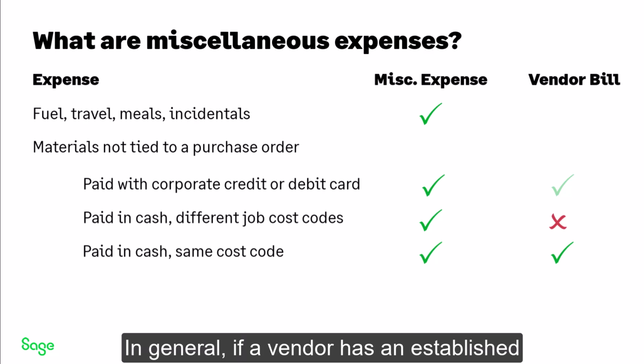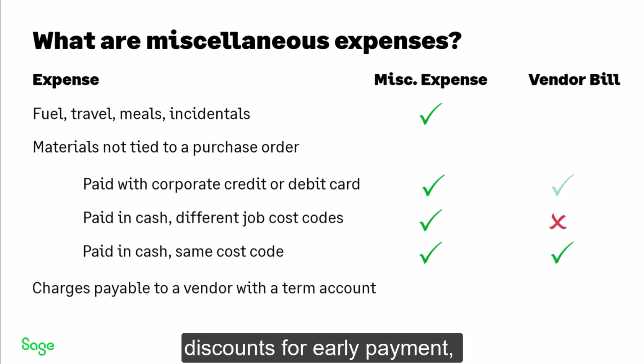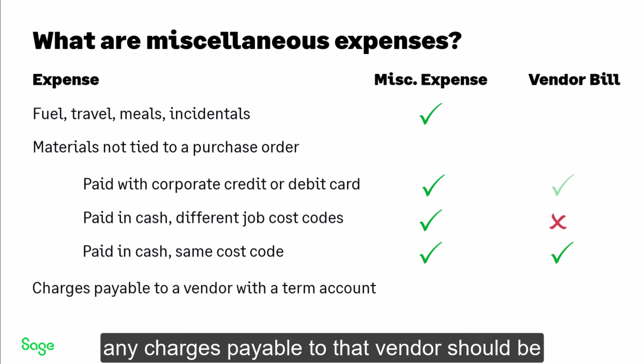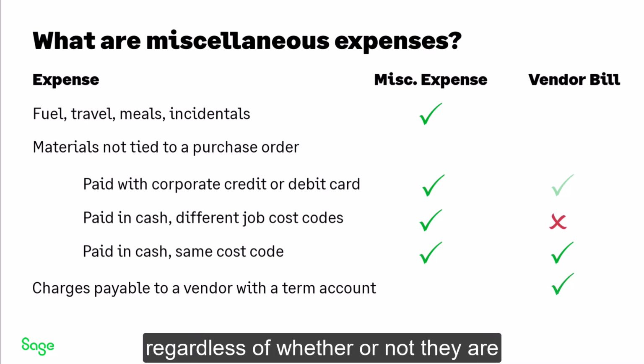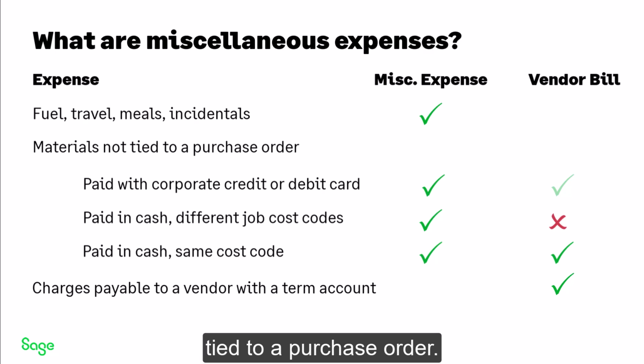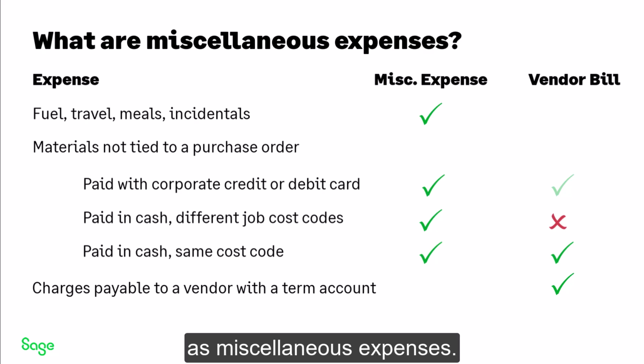In general, if a vendor has an established account with you, offering payment terms or discounts for early payments, any charges payable to that vendor should be entered as a vendor bill, regardless of whether or not they are tied to a purchase order. Charges payable to vendors with whom you do not have established terms can be entered as miscellaneous expenses.